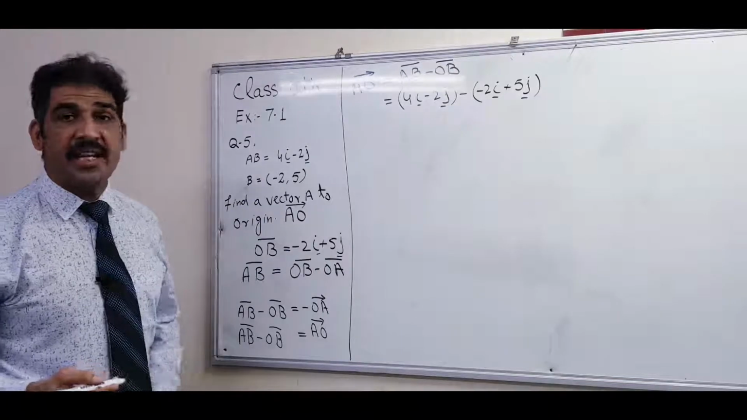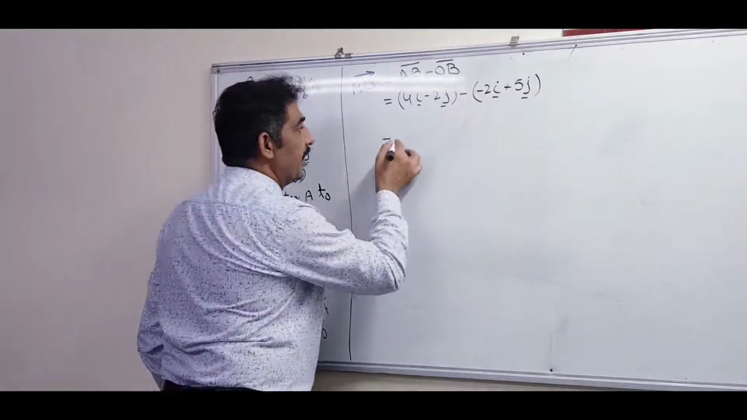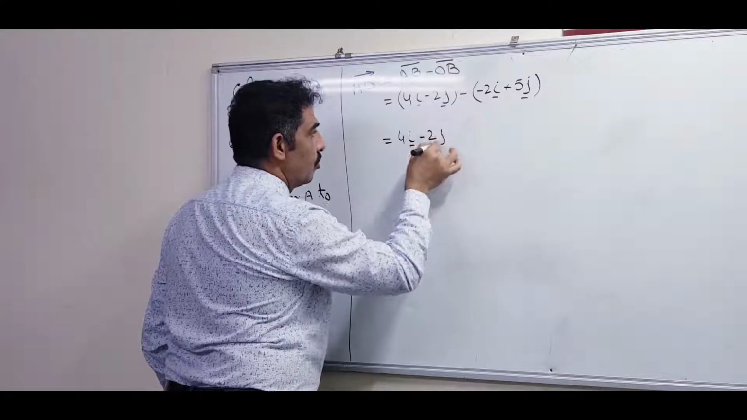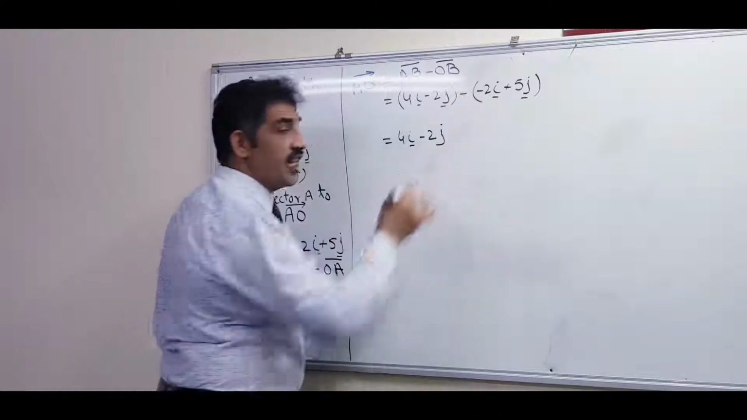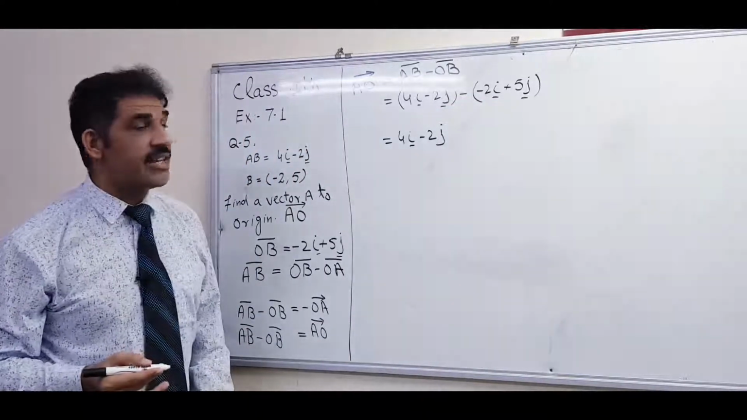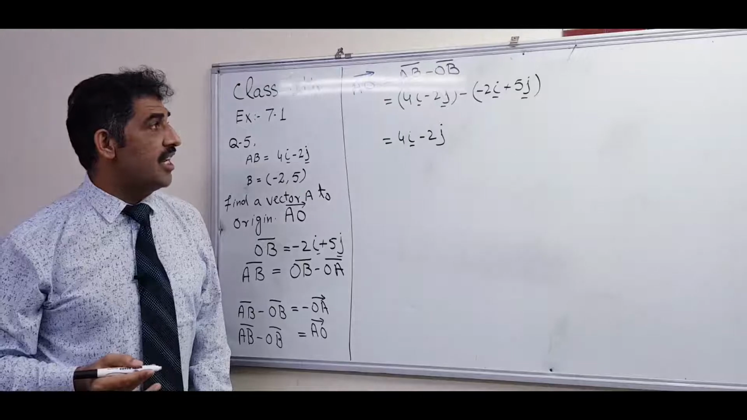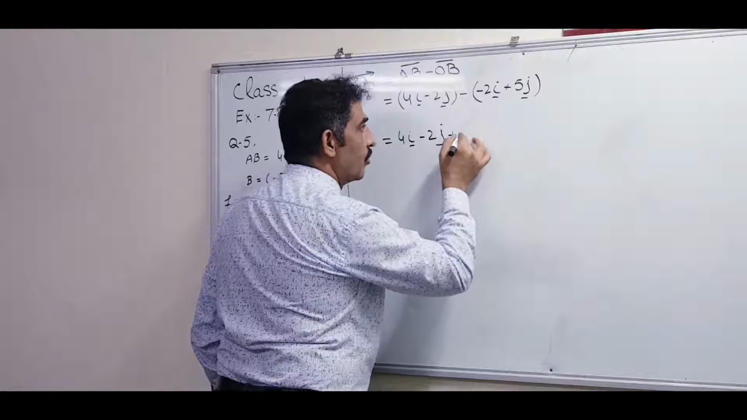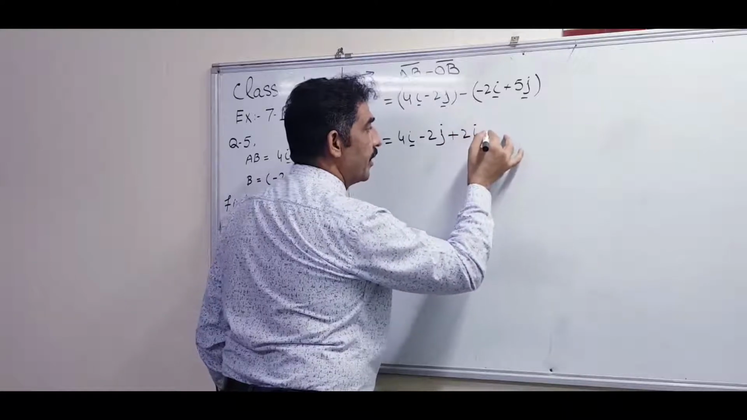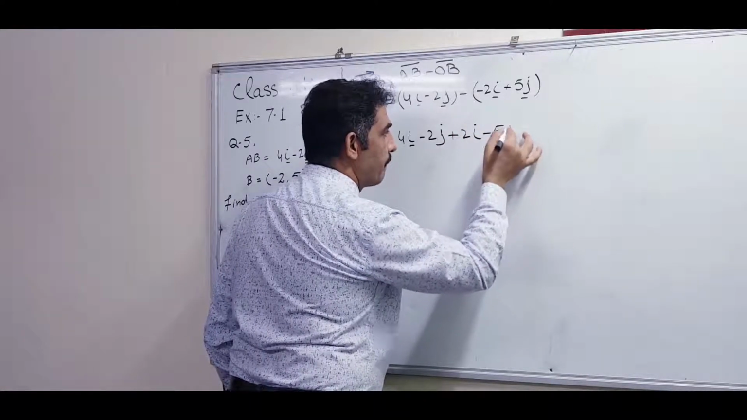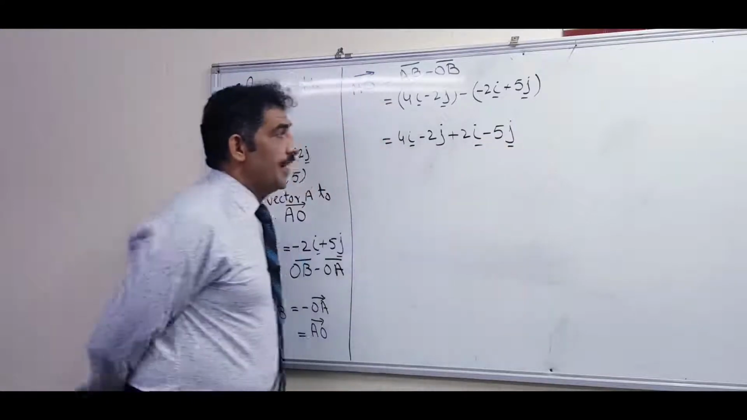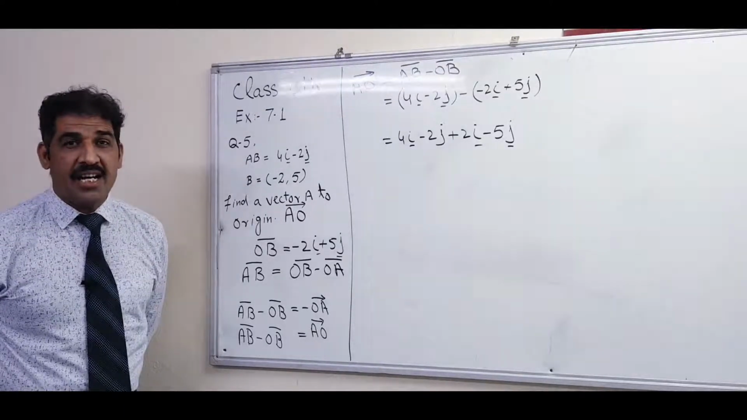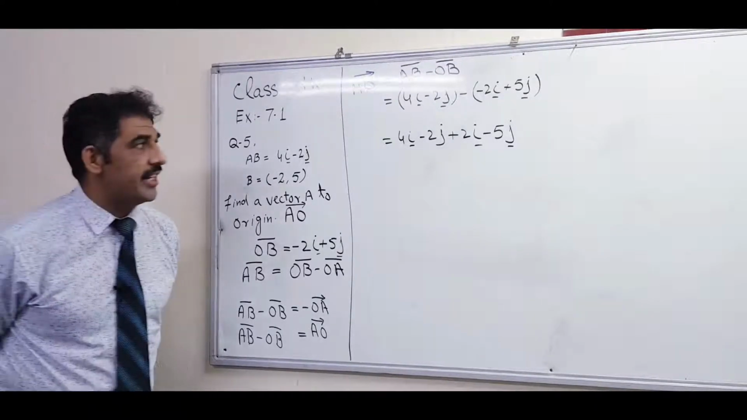So we have to open the brackets. How to open the bracket? It will remain the same, 4i minus 2j. Here what changes? Outside the bracket there is a negative sign, so the signs change when we open the bracket. It will become plus 2i minus 5j. Now what is the next step? Solve the i component with i and the j component with j. Very good.